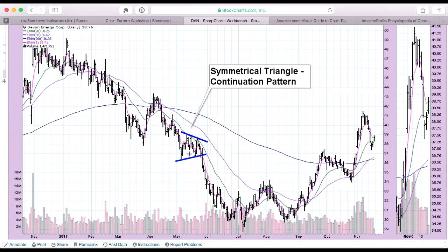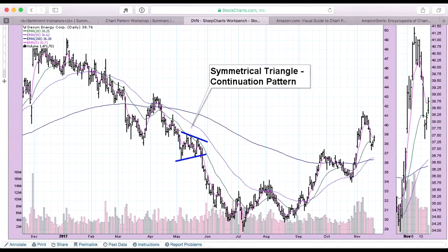Again, you want to avoid excessive white space. I think that's a lot of white space, but because you get that second touch, I went ahead and used this as our example. But again, you do want to avoid as much white space as you can when you're identifying these kinds of patterns. A symmetrical triangle is typically a continuation pattern. Of course, like I said, these patterns can bust and go the wrong way. But typically what you look for when you get a symmetrical triangle is a continuation of the previous trend.